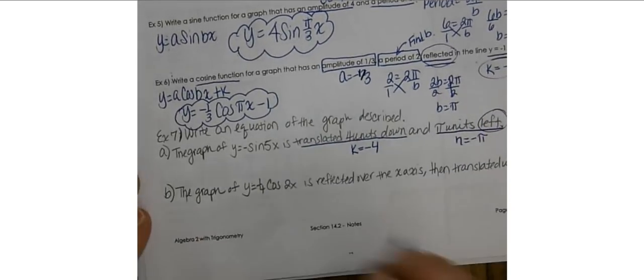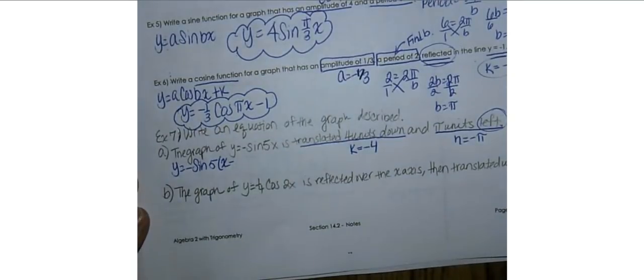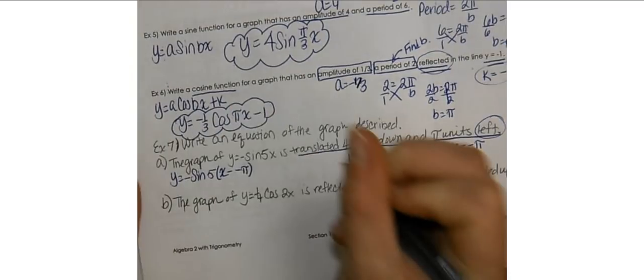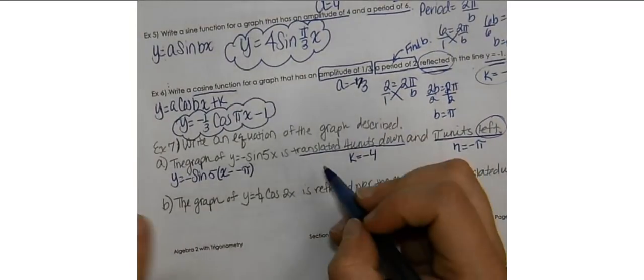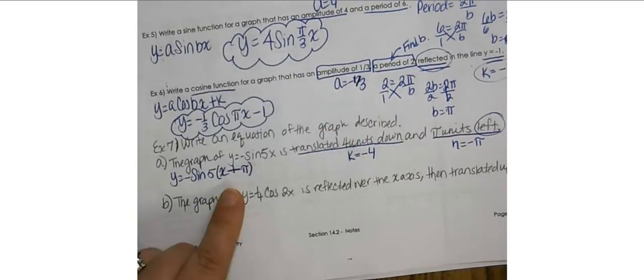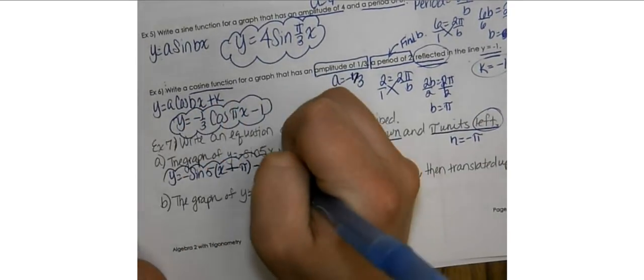So I'm going to write my equation as y is equal to negative sine of 5, and in parentheses, I'm going to go x minus h. So minus -pi is what I'm going to write. You have to be careful with your signs. Minus -pi will indicate that we will have a plus pi inside of the parentheses. And then we have a -4 as our k value. And that is our function.